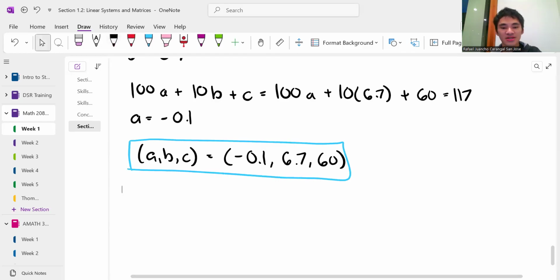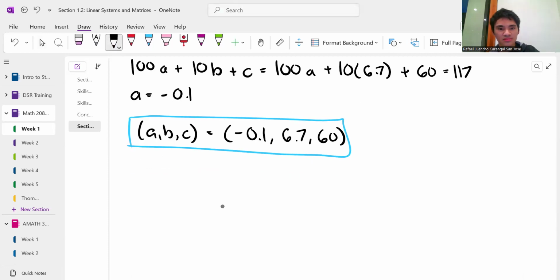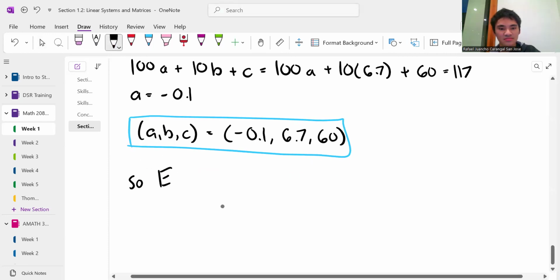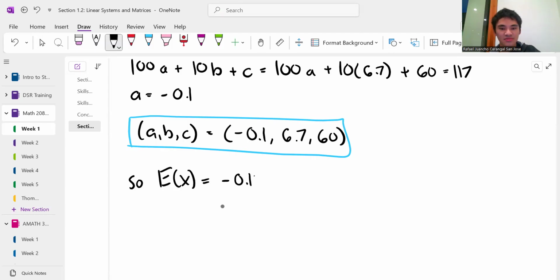Then going back to the projectile motion problem, we say, so E of x is actually this thing, negative 0.1 x squared plus 6.7x plus 60. So now we can actually model, we can see the behavior of the ball given 3 data points. That's the cool thing about linear algebra, right? That's the motion of the ball.